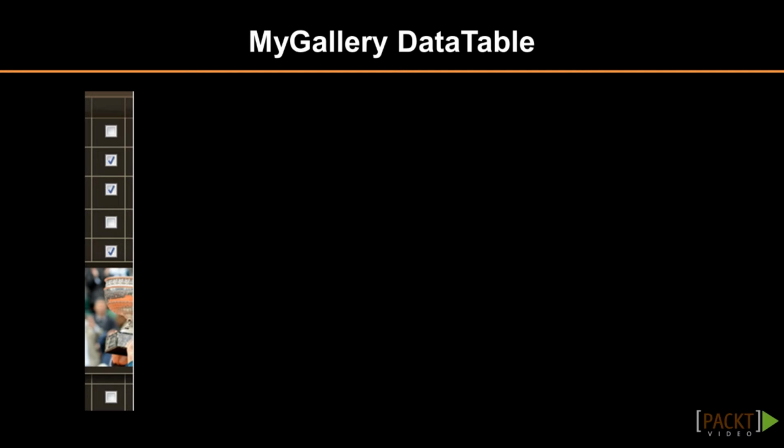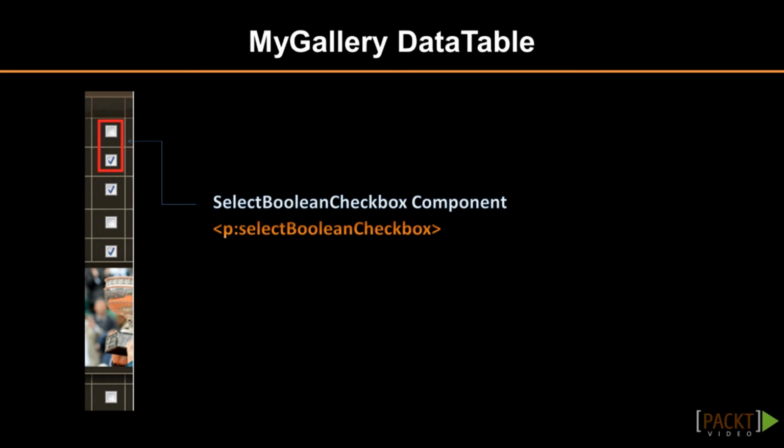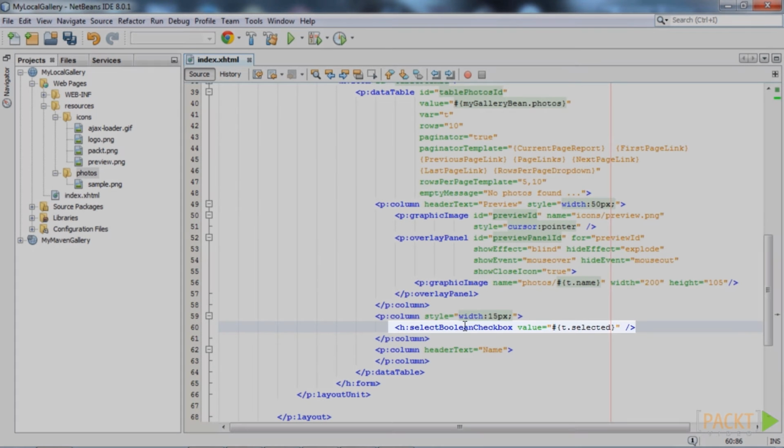The second column, which doesn't need a name, will allow us to select and deselect the photos that will be added and removed from the photo gallery. For this, we can use PrimeFaces checkboxes. One way to display such a checkbox is by using the Select Boolean checkbox component, which allows us to select a Boolean value. By using the Select Boolean checkbox tag, we will link a checkbox to each photo.